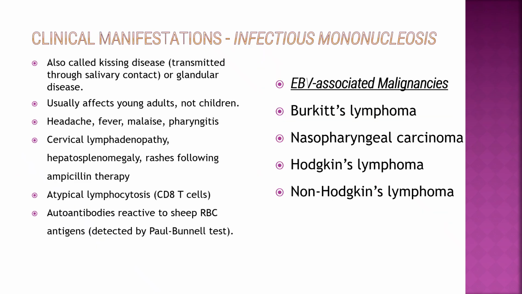Clinical manifestations: also called kissing disease, transmitted through salivary contact, or glandular fever; it usually affects young adults, not children. Headache, fever, malaise, pharyngitis, cervical lymphadenopathy, hepatosplenomegaly, rashes following ampicillin therapy. Blood: atypical lymphocytosis, CD8 T cells, autoantibodies reactive to sheep RBC antigens detected by Paul-Bunnell test. Epstein-Barr virus associated malignancies: Burkitt lymphoma, nasopharyngeal carcinoma, Hodgkin lymphoma, non-Hodgkin lymphoma.